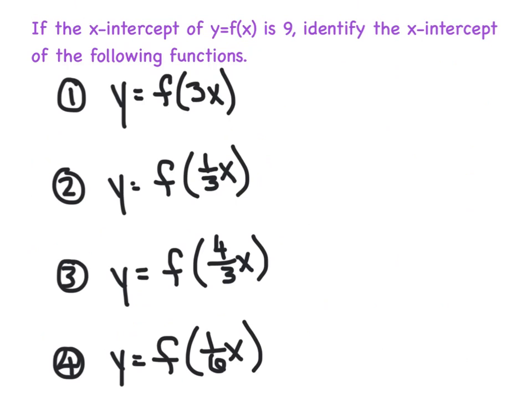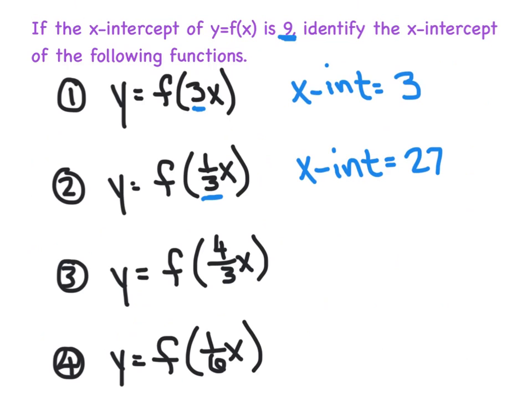So let's see what we got here. If I take my 9 and I divide by 3, my new x-intercept is going to be 3. Let's take that 9, divide by 1/3, and that's going to be a new x-intercept of 27.